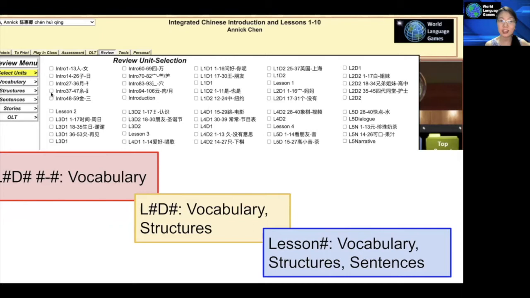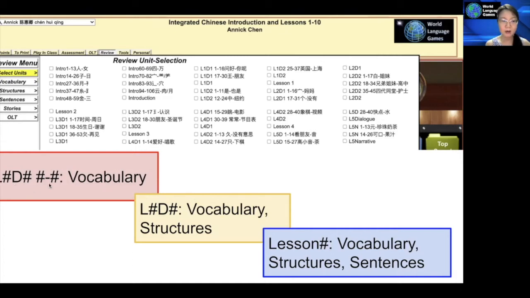This is a screenshot from the World Language Games website. So as you can see, if you select review, you will be able to see select unit. So before you play any games, you need to select a unit. So you can either practice the vocabulary in that unit or structures, which means the grammar from that unit, or sentences from that unit, or take online test from that unit. And now let's take a look at the first thing.